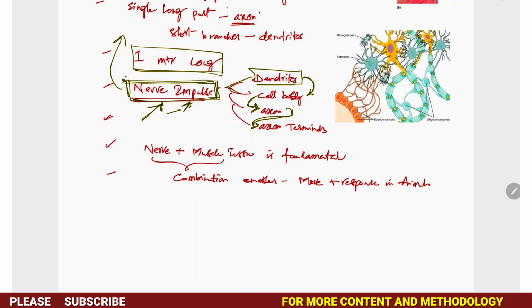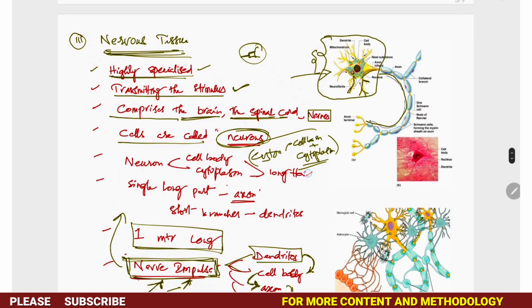And also these nerve cells are actually working together with the muscle tissue. The functional combination of the nerve and muscle tissue is fundamental to most animals, actually all multicellular animals. And also this combination enables animals to move rapidly in response to stimuli. You got it? This is all about the nerve tissue.